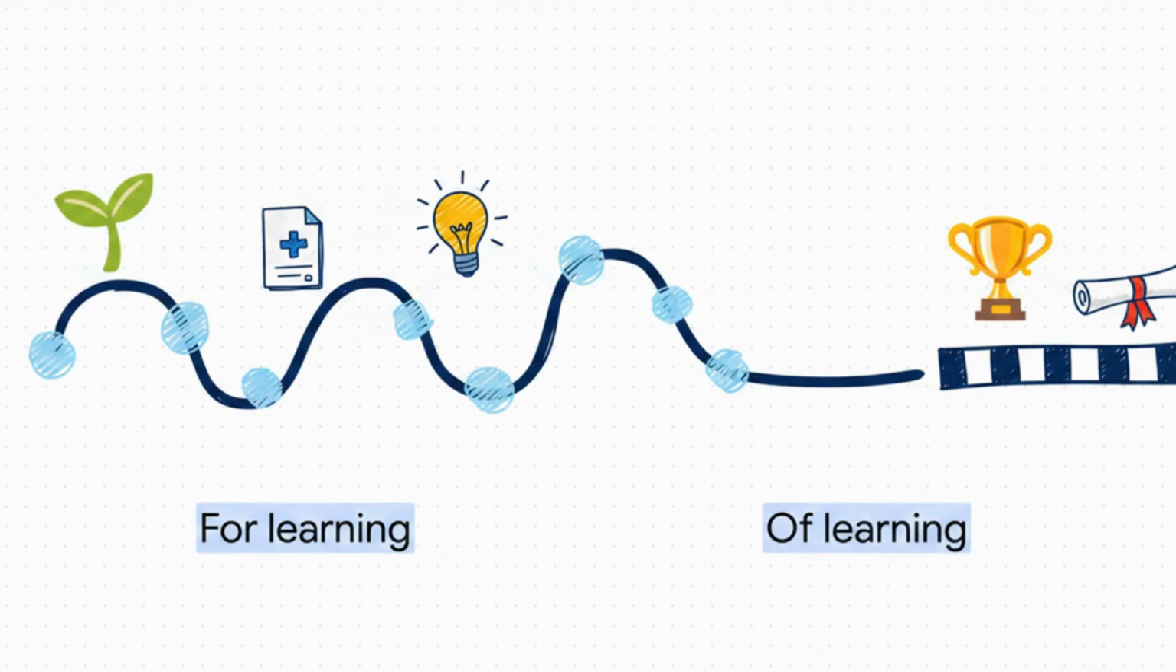Summative assessment, on the other hand, happens at the very end. It's the final exam, the big term paper. Its job is to judge what you have learned. One's a checkup, the other is the final verdict.